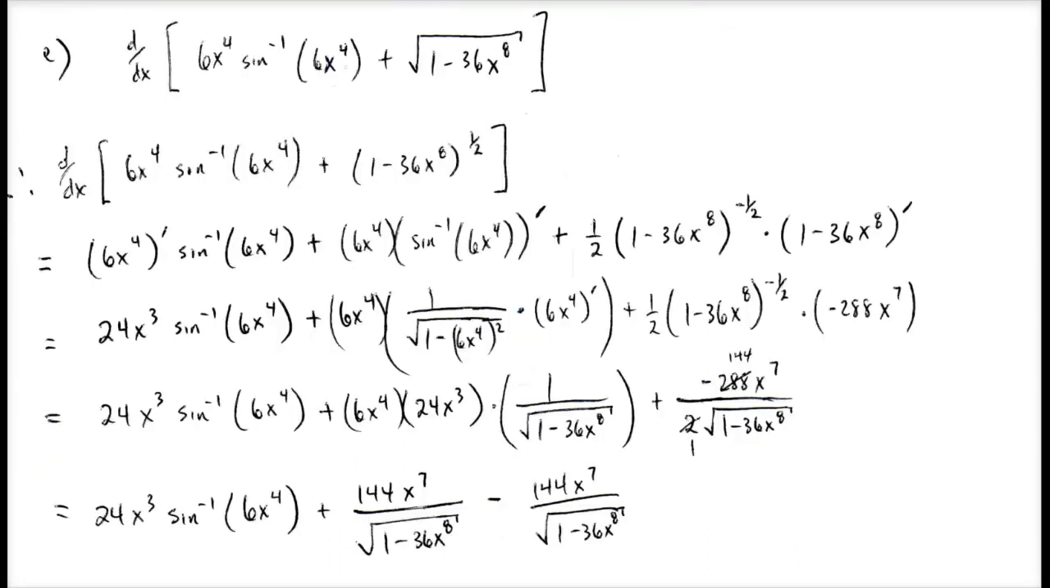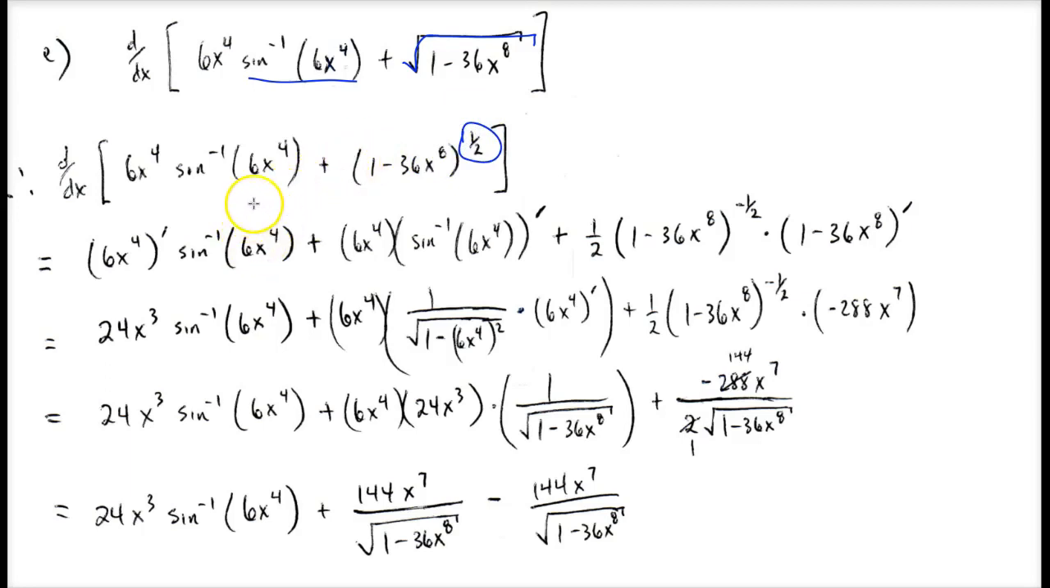All right, so for this next example, you'll see that I actually have worked this one out, and you see how we have the sine inverse of 6x raised to the 4th in there. We're going to be doing a combination of the product rule and the chain rule to find the derivative of this. So if we start off, the first thing I do is change the square root here to 1 minus 36x to the 8th raised to the 1/2.